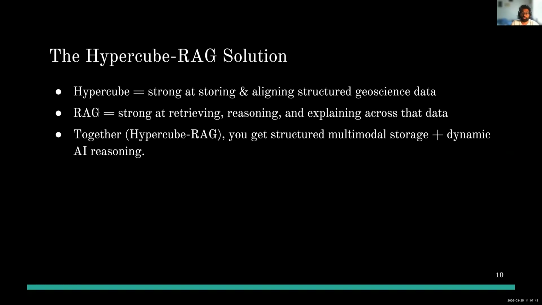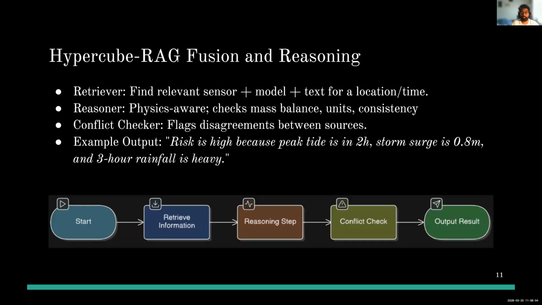The Hypercube-RAG is the solution itself. By combining the structured storage of the hypercube with the reasoning power of the RAG, we get a system that can flag conflicts between sources while also applying physics-aware checks onto the data itself. For example, the system could output a high risk alert by reasoning that the heavy 3 hour rainfall is coinciding with peak tide that would be expected in 2 hours.